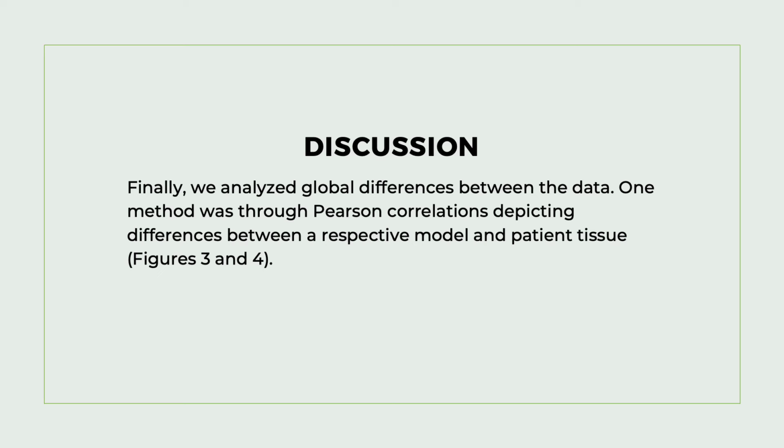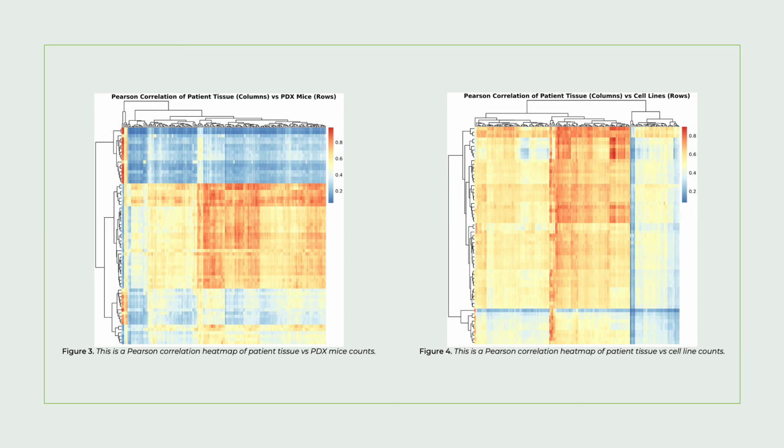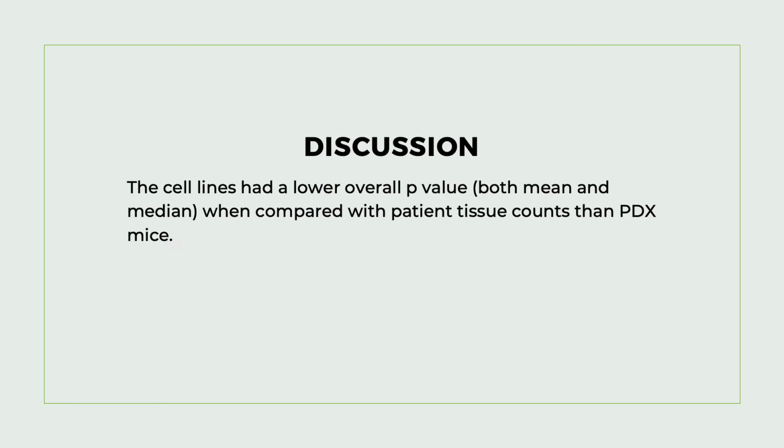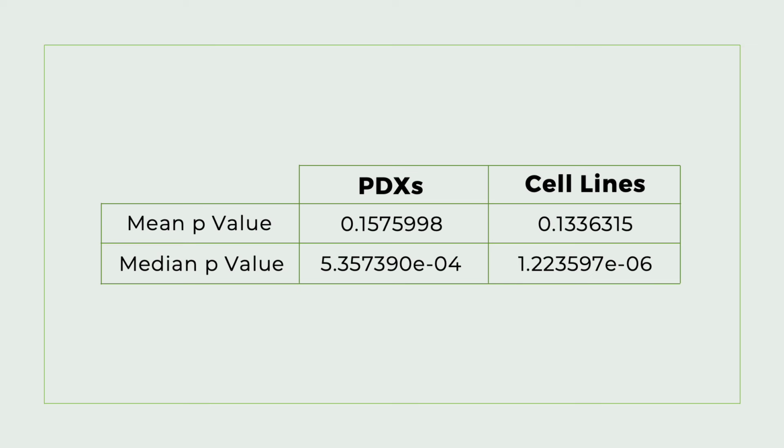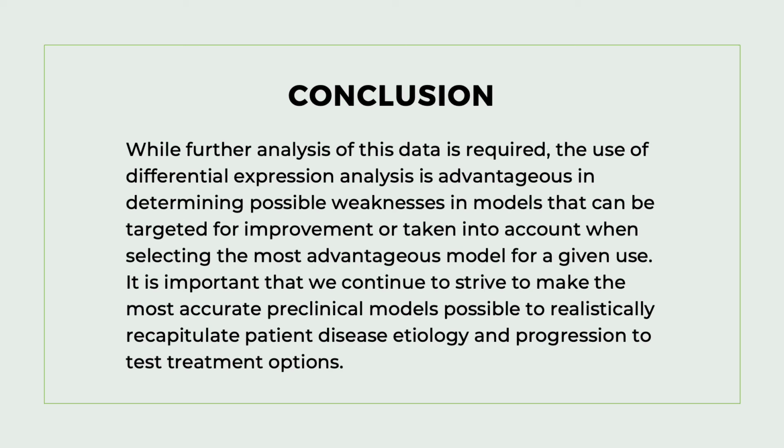Other than looking at smaller scale significant differences, we could visualize global differences through the Pearson correlations, which is shown here in figures 3 and 4, as well as p-value and log2 fold change that were previously mentioned. It is of note that the cell lines had a lower overall p-value, both mean and median, the latter of which minimizes the effect of outliers, when compared with patient tissue counts than PDX mice did. And here's a table of that.